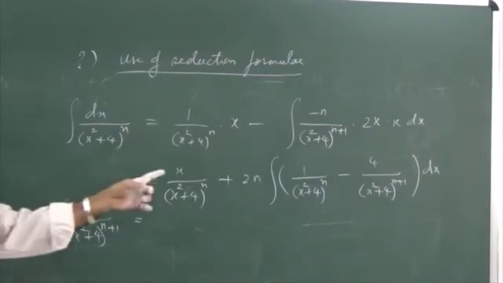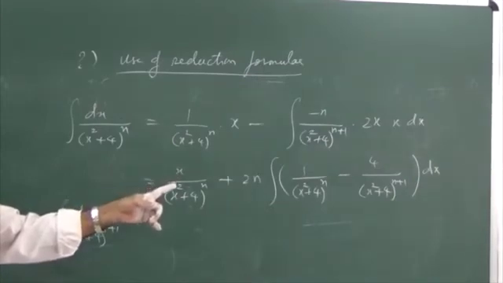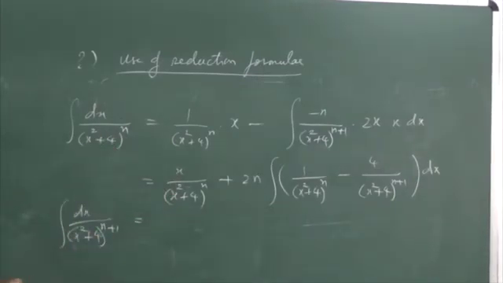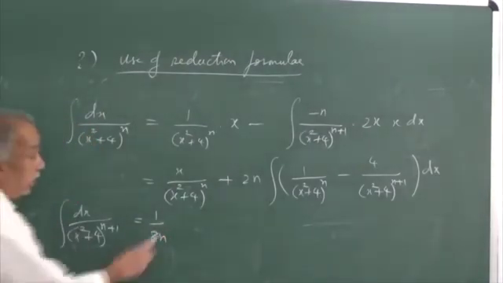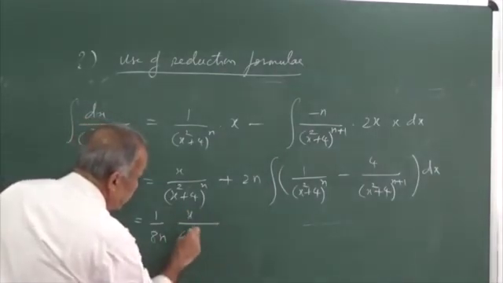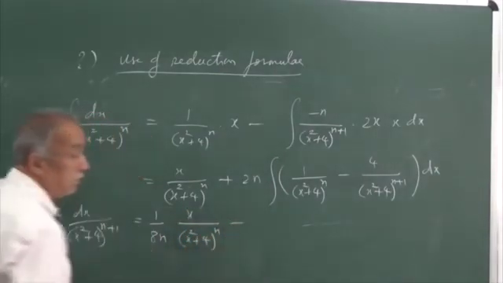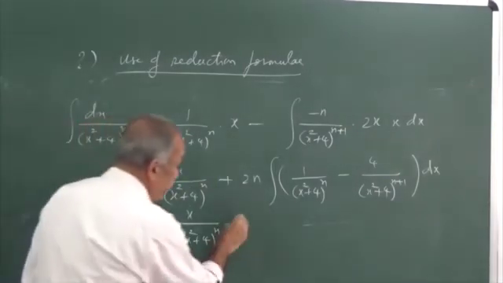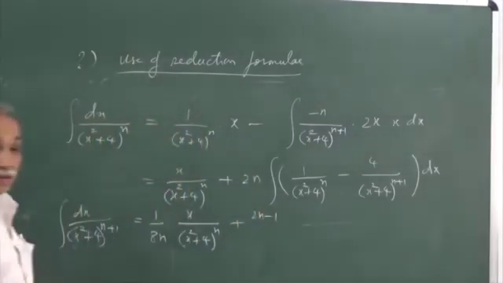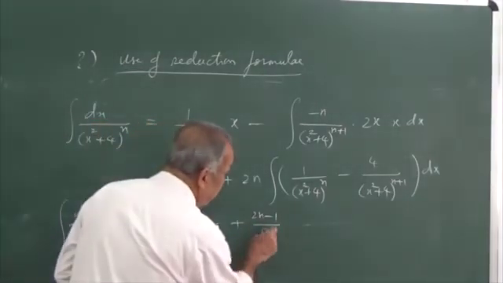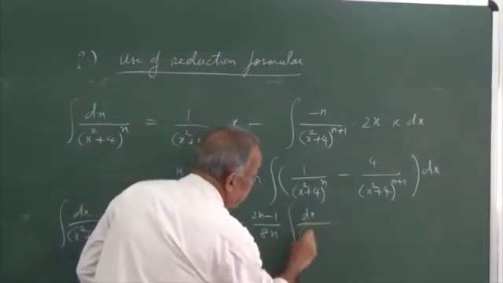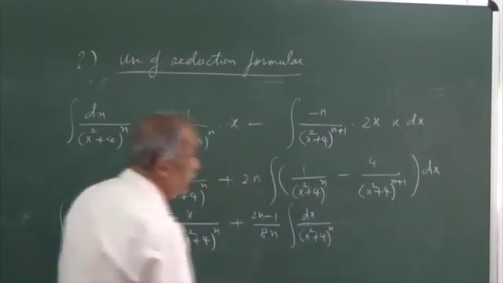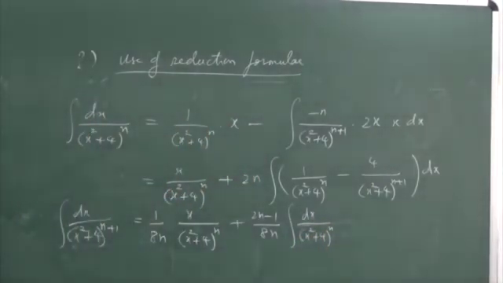I am getting coefficient 8n there. To get rid of that coefficient, I will have to divide by 8n, 1 by 8n into first term x by x square plus 4 to the power n plus this shifted to the other side is 2n minus 1. Am I right? Divided by this coefficient 8n integral dx by x square plus 4 to the power n.